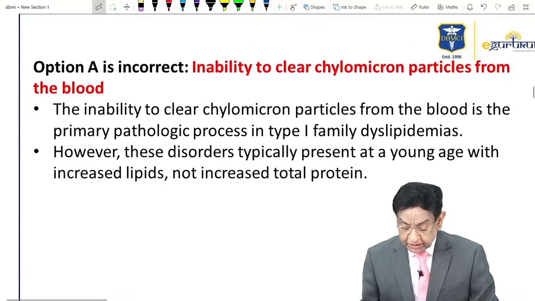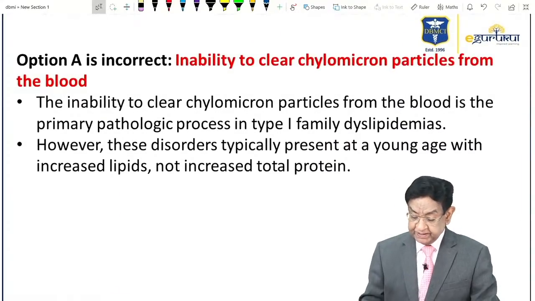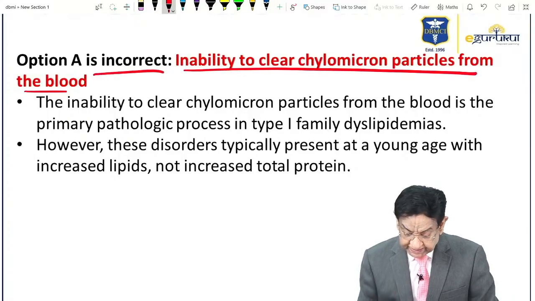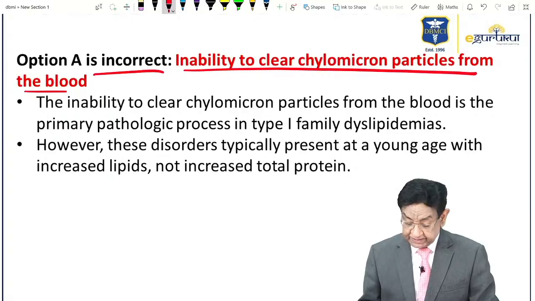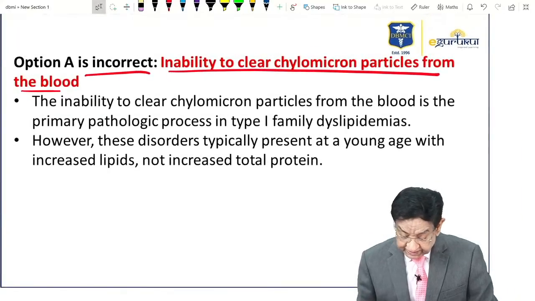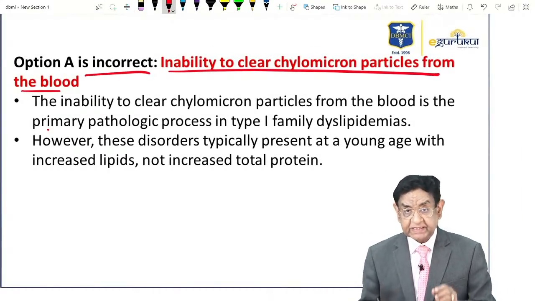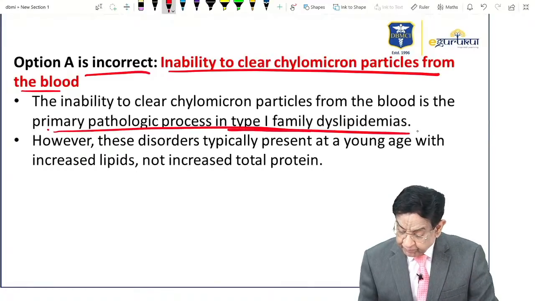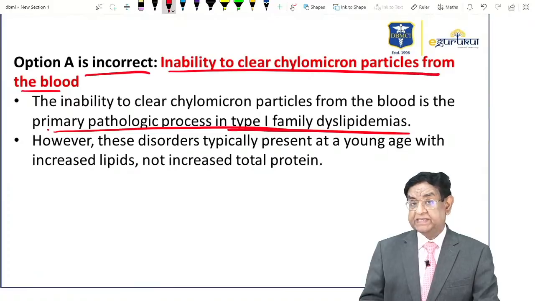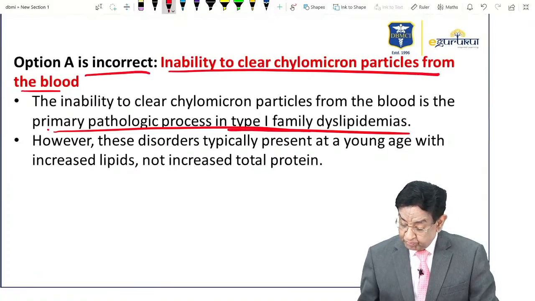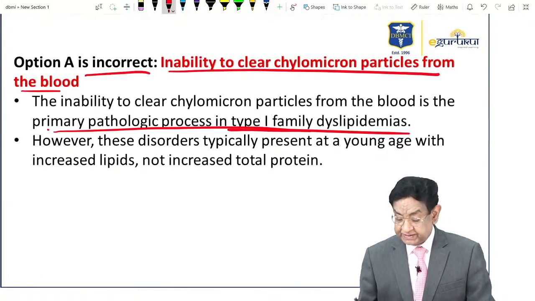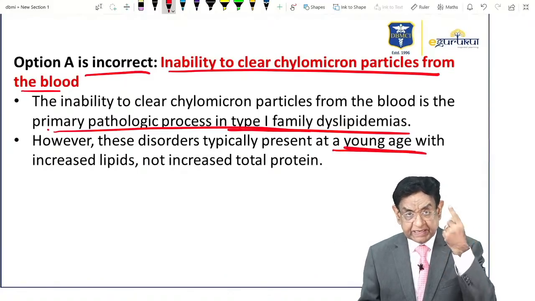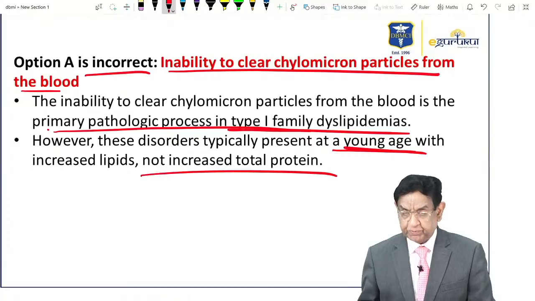Now let's look into the other options. Option A, inability to clear the chylomicron from blood. This is incorrect. Why? Reduced clearance is the primary problem in type 1 familial dyslipidemia. Moreover, this disorder occurs in young patients. So in young patients, increased lipid is there, not increased protein.